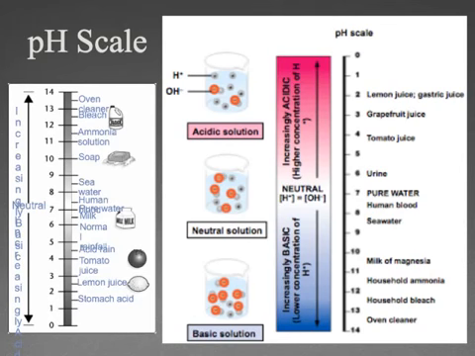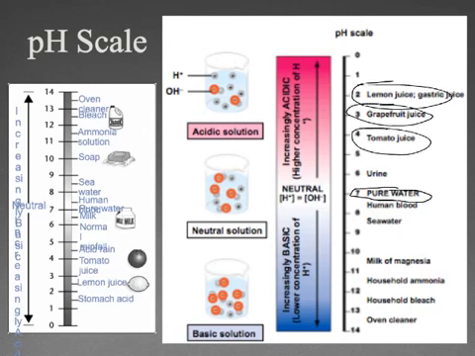Okay, this slide just shows you the pH scale and some common household items at those pH values. You can see, for example, we know pure water has a pH of 7, but stuff that's really acidic is stuff like lemon juice, grapefruit juice, and tomato juice, and things that are more basic are things like oven cleaner, bleach, ammonia, etc.